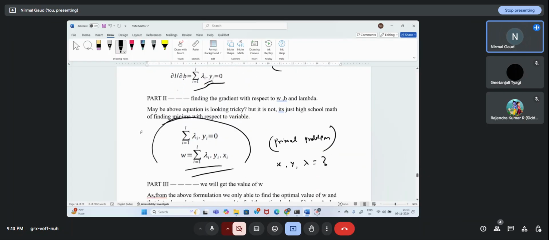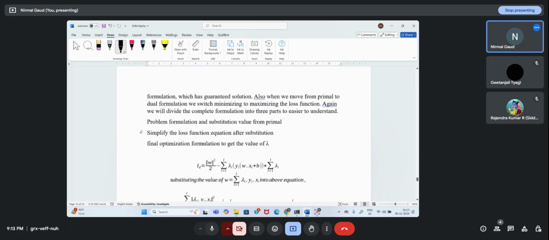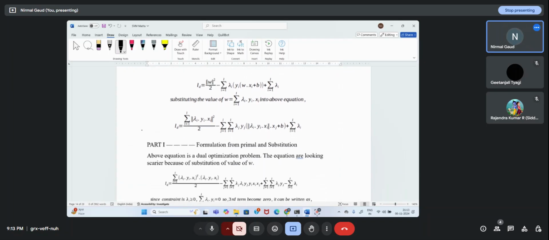Okay, fine. So here it is. Again, write your primary optimization problem: ||w||² / 2 plus lambda I y (w x I plus b). This is your primary problem. Substituting the value of w which I got from above in this same equation. From where I got the value of w, put the same again inside it.